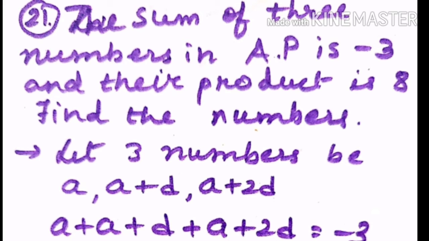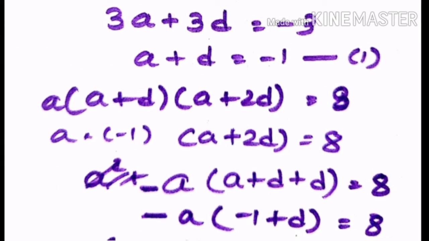Now it is also given as a condition that the sum of the three numbers is minus 3. So I am adding here A minus D plus A plus A plus D is equal to minus 3. By taking the like terms together, we get one equation from it. Adding all the like terms, we get 3a is equal to minus 3. Now you can see in this equation 3 is common, so we can divide. Dividing this equation by 3, we get a is equal to minus 1. This is our first equation.